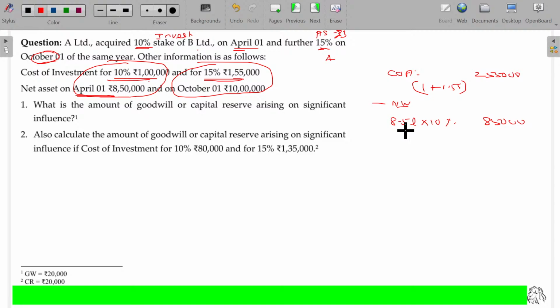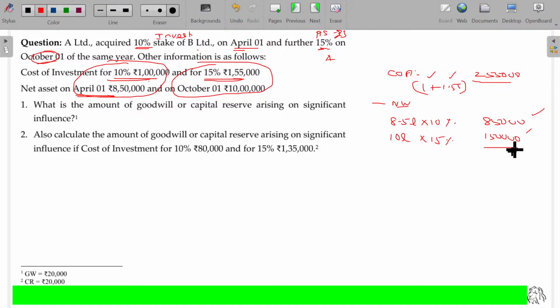The 10 lakhs is the net worth when you have 15%. So from the 10 lakhs, you have to calculate 15%. This will be 1.5 lakhs. Hope you will be now able to understand. So 1 lakh is paid for 85,000. 1,55,000 is paid for 1,50,000.